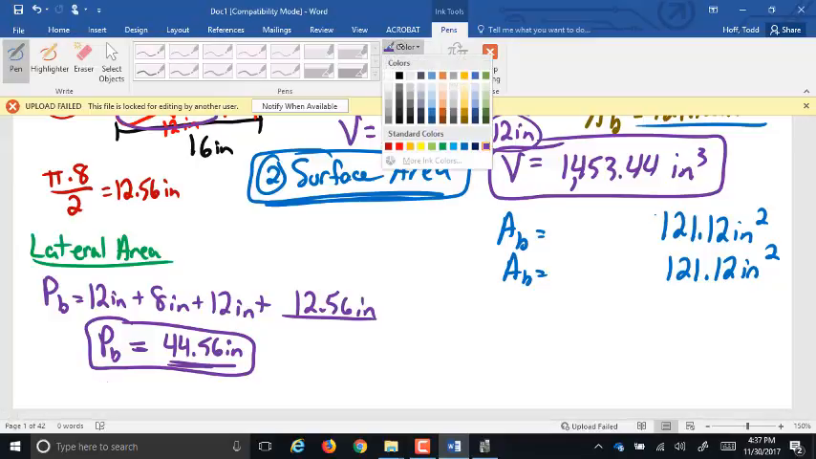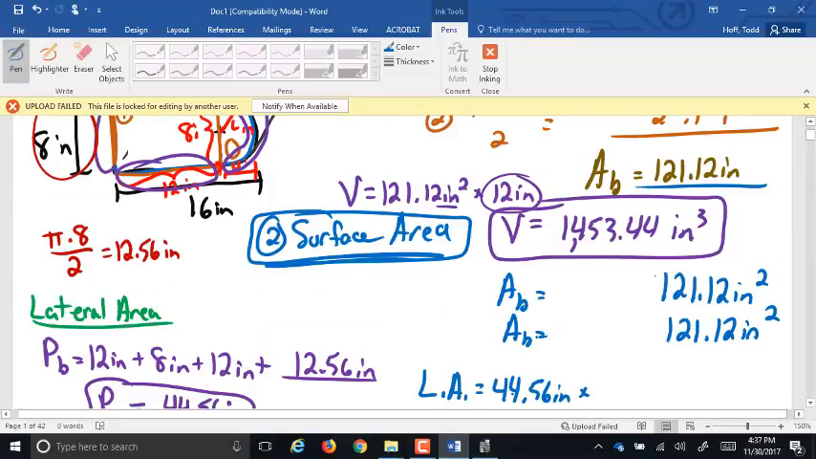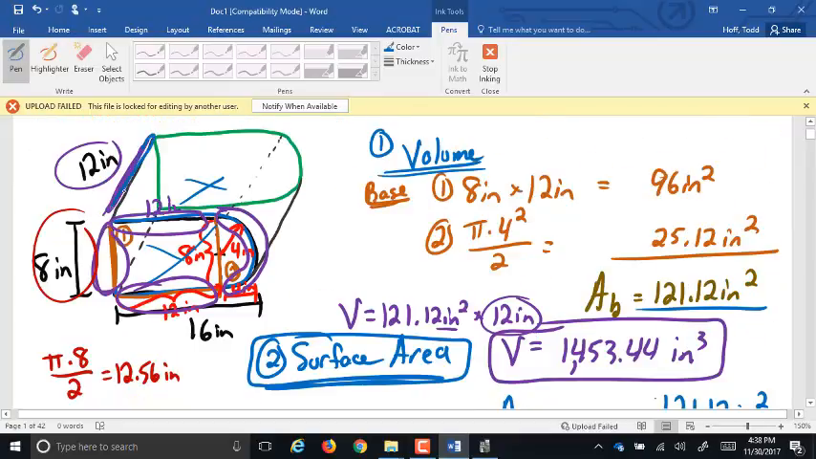So we will use that to find our lateral area. It is the perimeter of the base, 44.56 inches, times, remember that height is the distance between bases, still 12 inches.